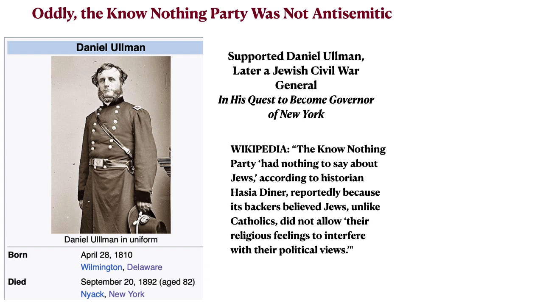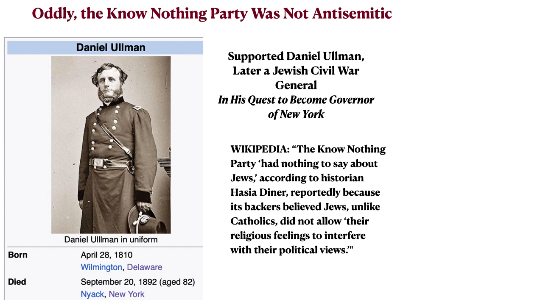They actually supported Daniel Ullman, a Jewish candidate who was seeking to become governor of New York. And later he became a Civil War general. There were some 7 Jewish Civil War generals. But in trying to explain why the Know Nothing Party was not particularly anti-Semitic, I'll quote from the Wikipedia again.